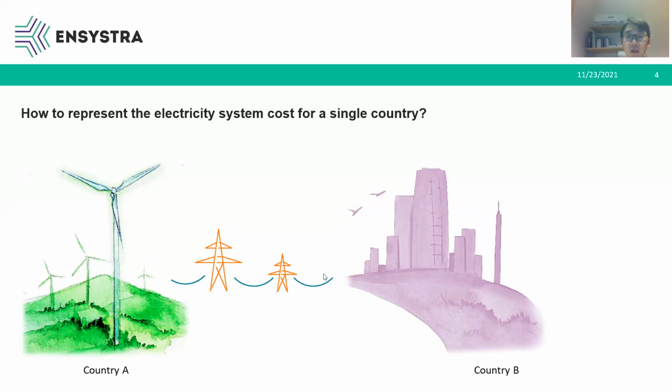But wait a minute. Do we miss something important? Yes, we miss the impact of electricity trade. Country A has large generation capacity, but can receive revenue from sending electricity to country B. Country B has low investment cost but has to pay for the imported electricity from country A.